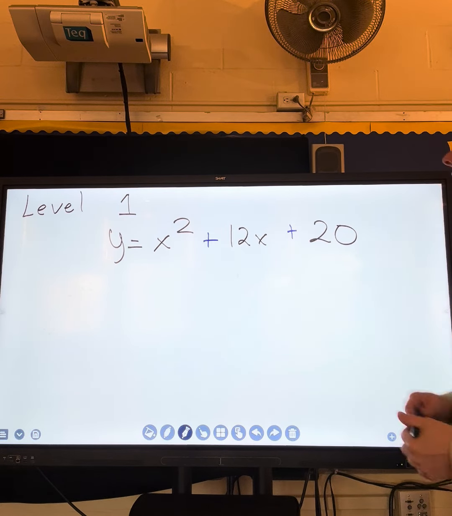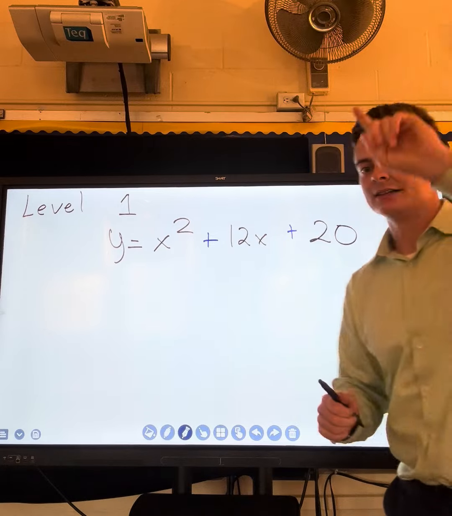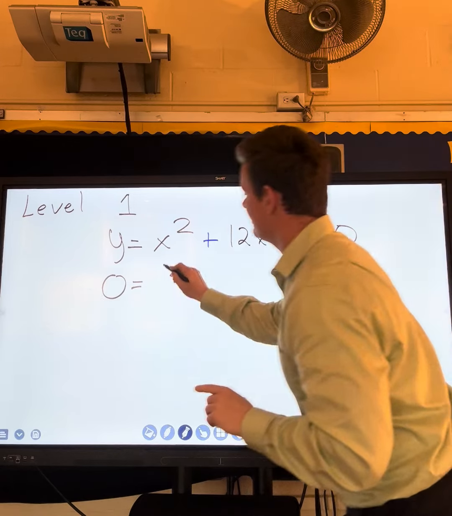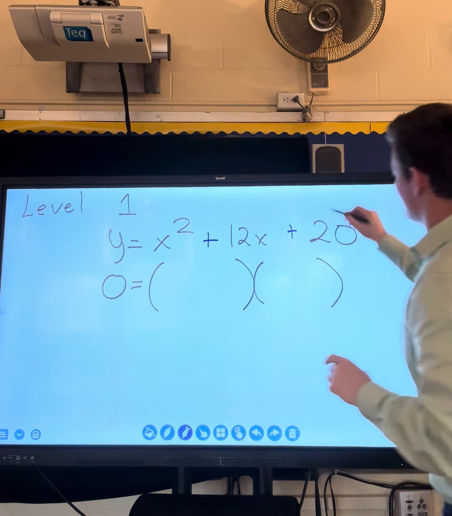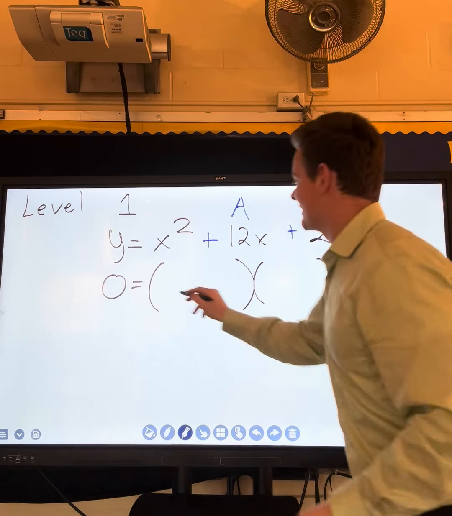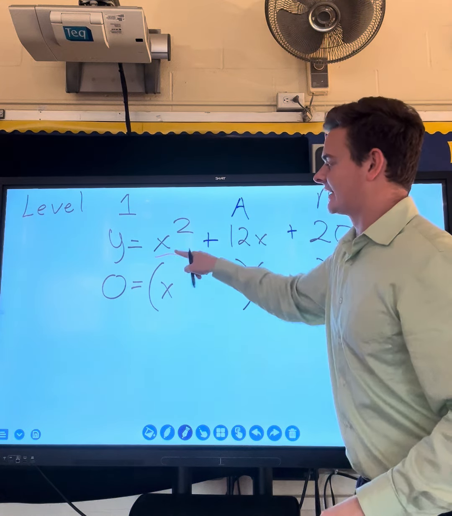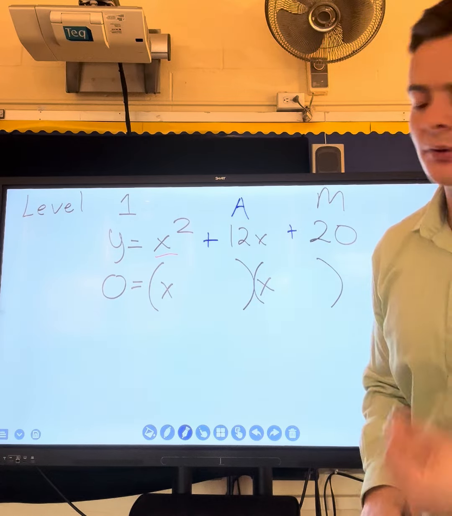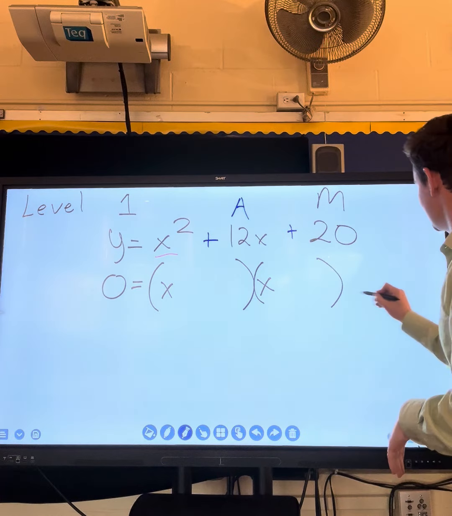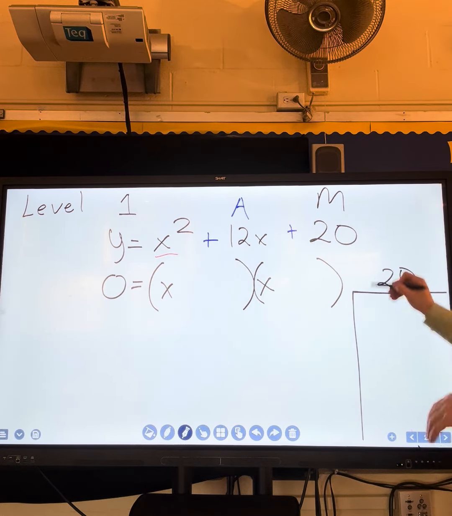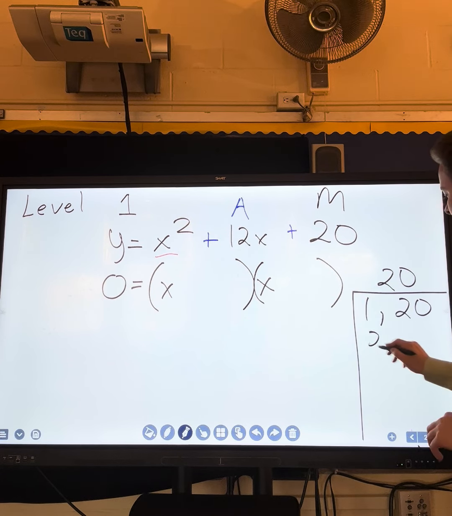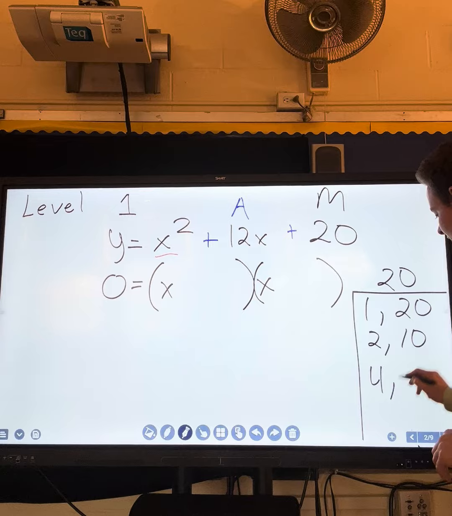I got one more level 1 for you. Same exact thing. Step 1, always set it equal to 0. Step 2, I gotta figure out what multiplies to 20 and adds to 12. Again, it's gonna be x and x, because in the beginning I have an x squared there. What multiplies to 20 and adds to 12? If I'm not sure of it, I go over to the side here, and I put the factors of 20. What are the factors of 20 that I know? 1 and 20, 2 and 10, 4 and 5.